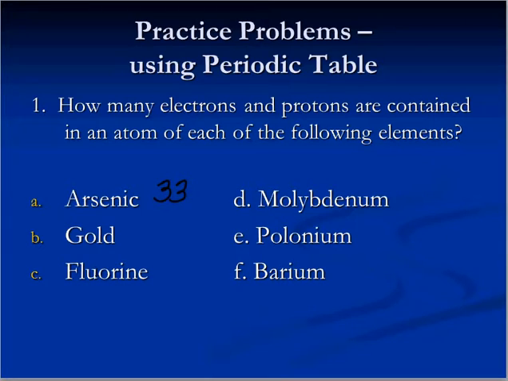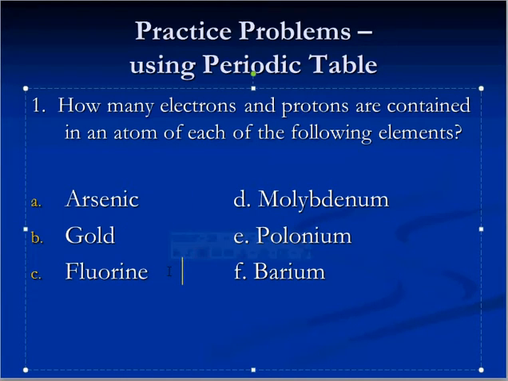Letter B, gold, has element symbol Au and atomic number 79. So electrons and protons are 79. Letter C, fluorine, is abbreviated as F, and its atomic number is 9. So electrons and protons are 9.